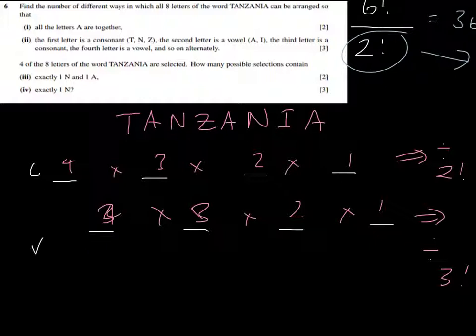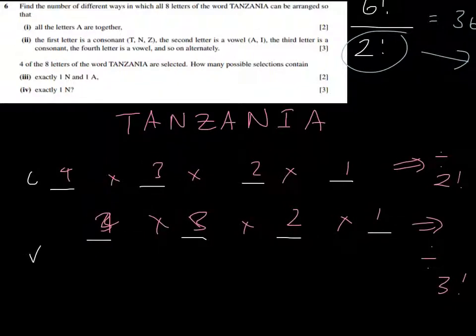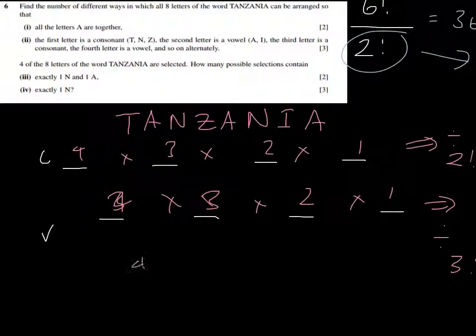So when you put that all together, you're going to get 4 factorial divided by 2 factorial, so we get rid of the duplicate N's, times 4 factorial over 3 factorial, dividing by the 3 factorial to get rid of the duplicate A's.